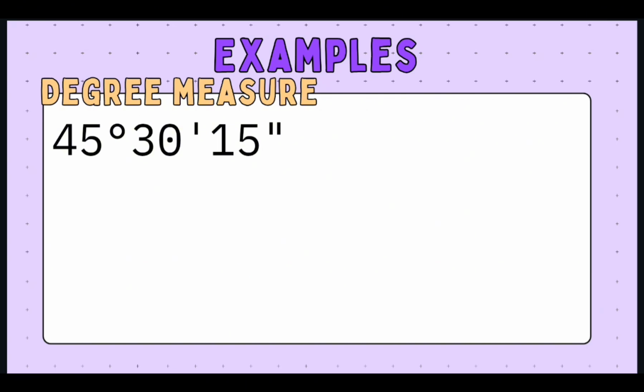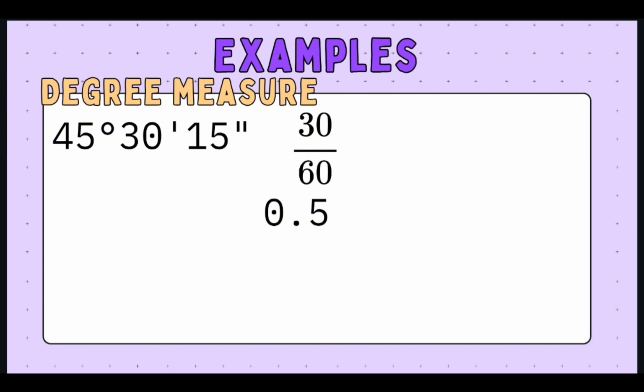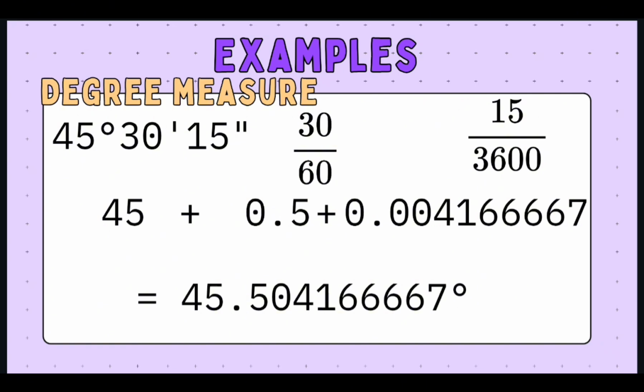For the next example, we have 45 degrees, 30 minutes, and 15 seconds. For this example, we have to divide 30 by 60, which equals 0.5. And we have to divide 15 by 3600, which equals this. After that, we add the degrees and all of the answers, and that will be our final answer in degree measure.